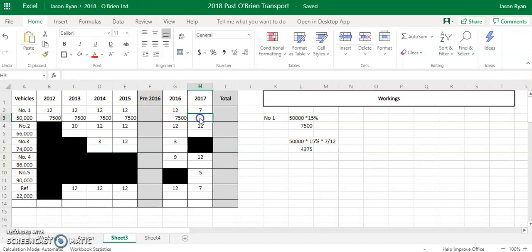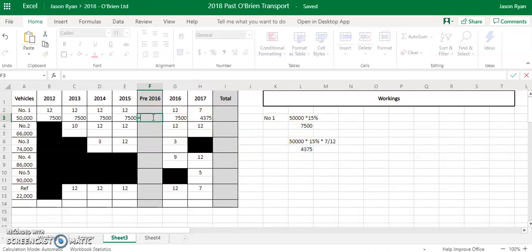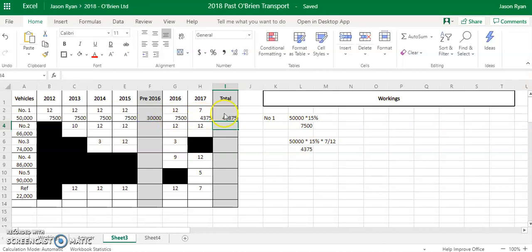And the depreciation then is going to be 4,375. So you need to calculate the depreciation pre-2016, because we're only asked to do the depreciation of 2016 and 2017. So that's going to be the accumulated depreciation for the 4 years. And then we need to calculate the total depreciation, because this vehicle we got rid of. So you need to find out how much the total depreciation is to put in the disposal and accumulated depreciation. So debit your accumulated depreciation and credit your disposal.